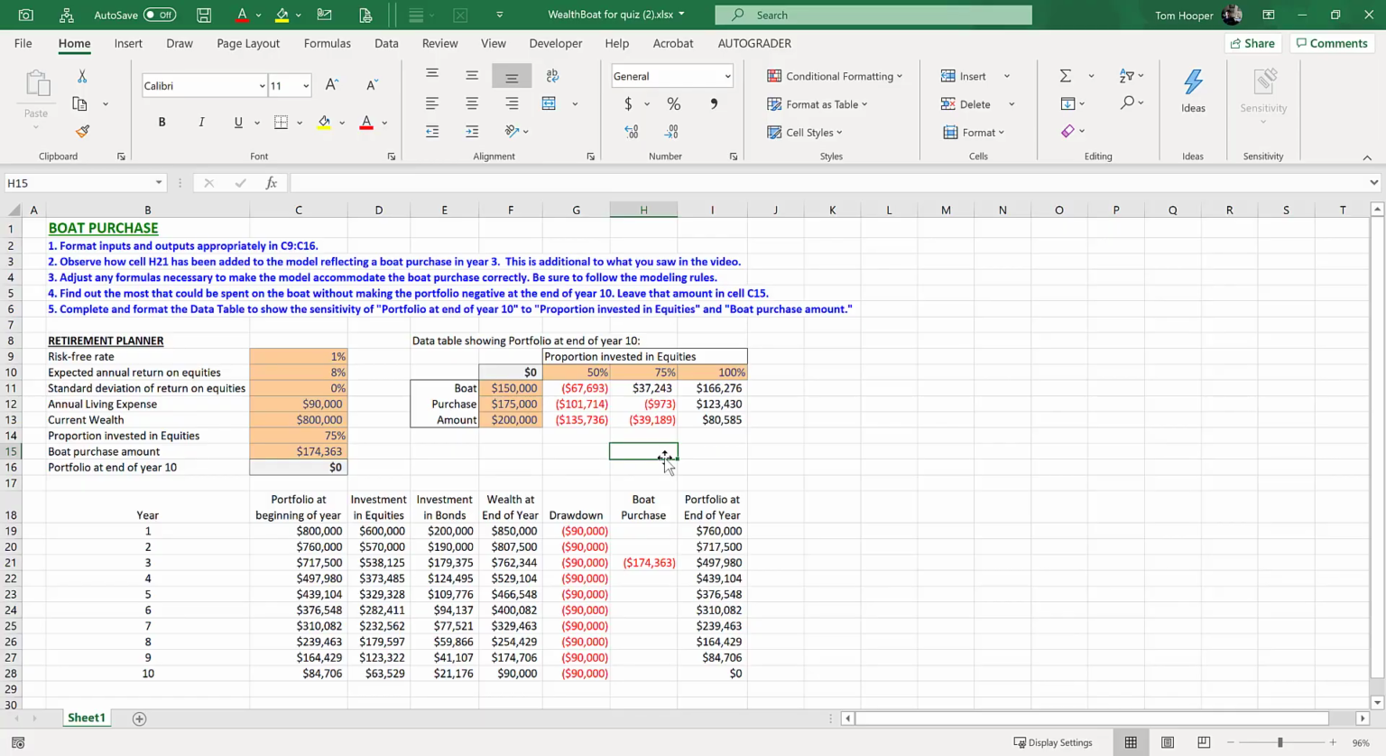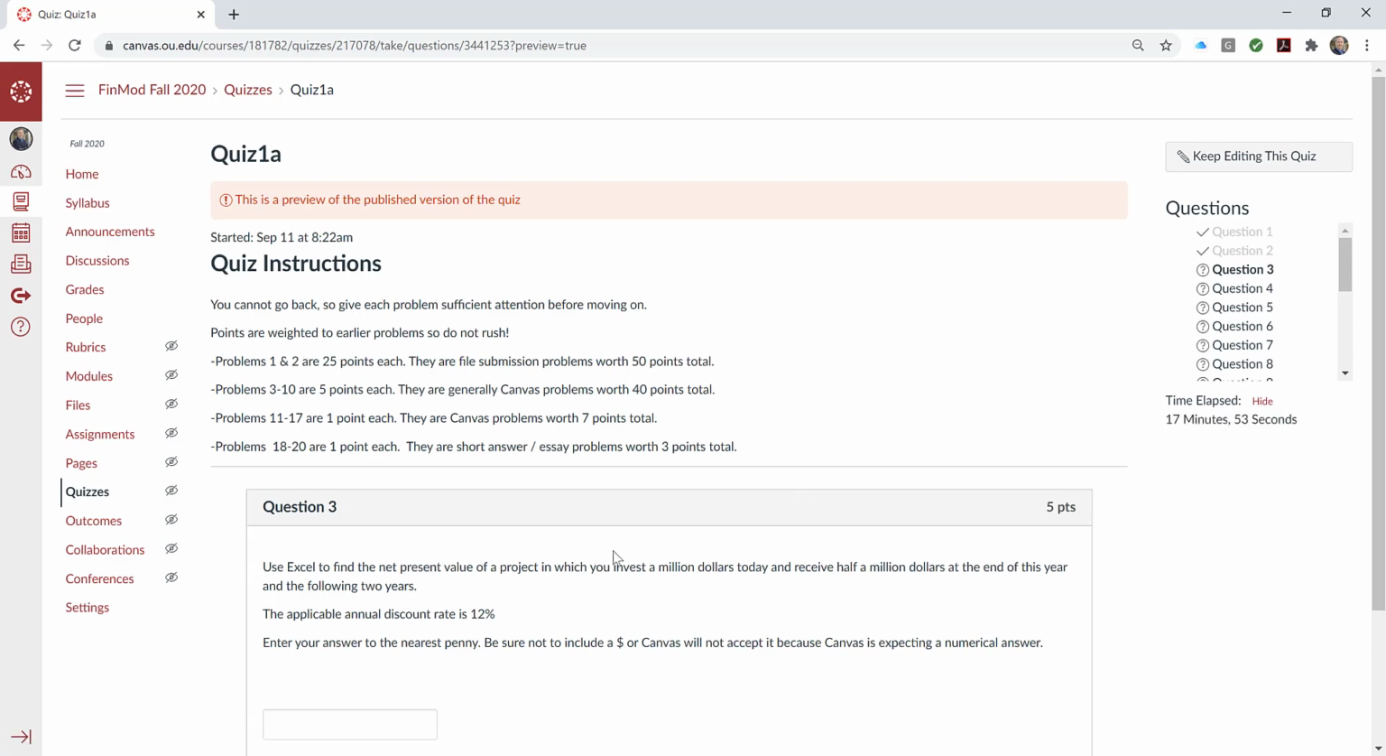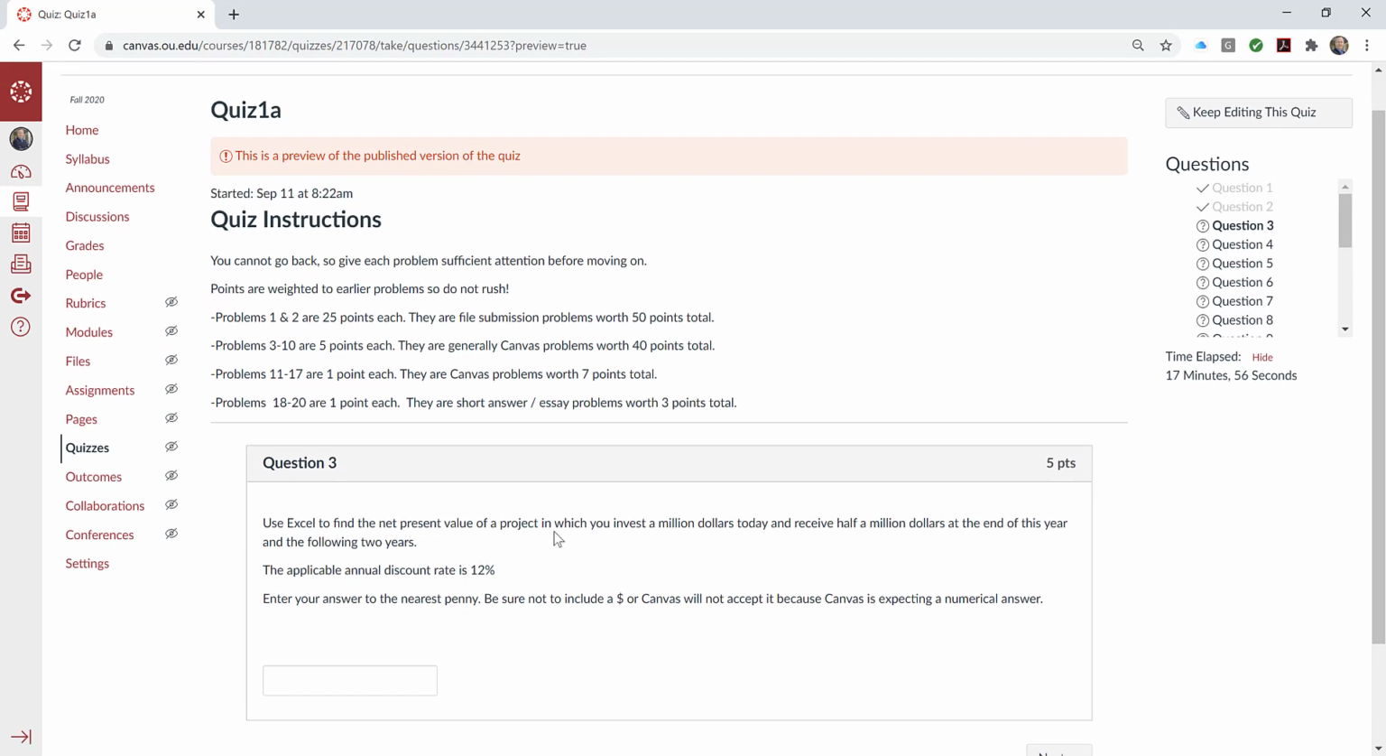So that was problem 2. The next 8 problems will be in a random order, so yours may have been in a different order, but they were the same 8 problems. So let's talk through some of those. Use Excel to find a net present value of certain numbers and a discount rate. I'll open up an Excel window and do the calculation.